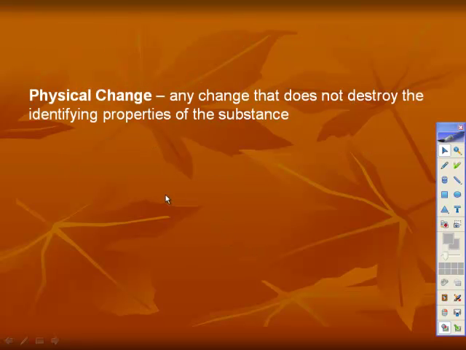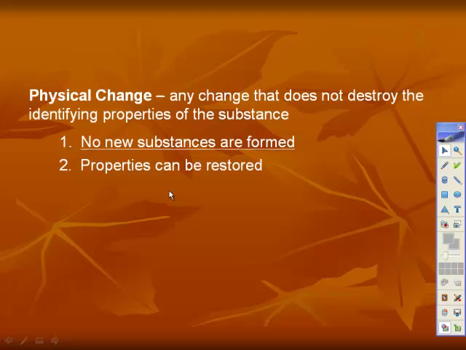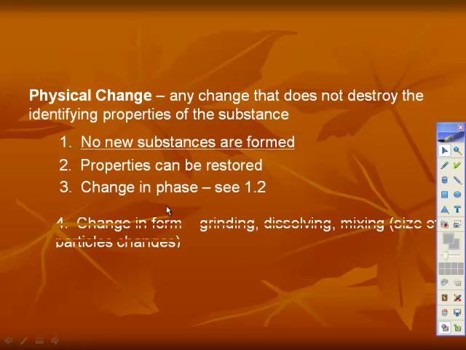A physical change is one that doesn't destroy the identifying properties of the substance. In other words, we don't change what the substance actually is. No new substances are formed. The properties can be restored. It could be a change in phase.